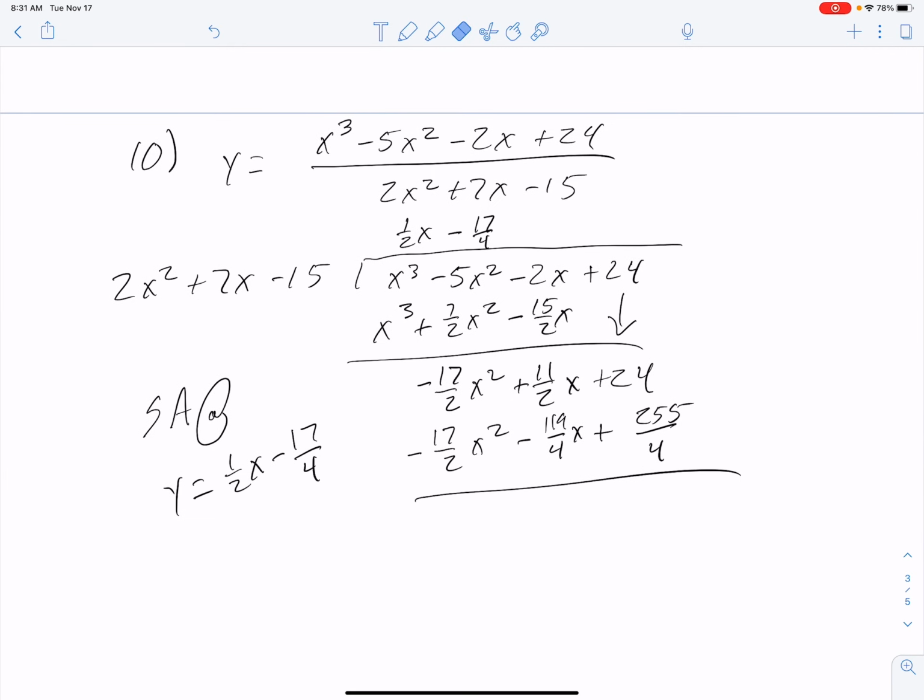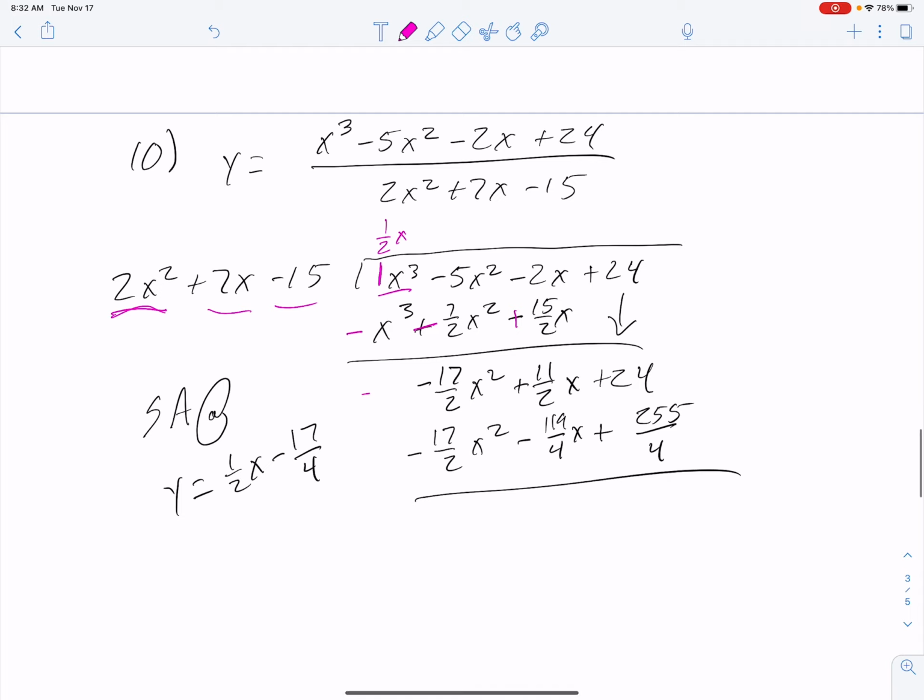Number 10, a little bit more complicated, but the same setup. So I asked myself, what times 2x squared would get me x cubed? Well, since I need that coefficient of 1, I want 2 to get multiplied by something to make it 1, so 2 times 1/2 would get me 1. X times x squared would get me x cubed. And so I distribute the 1/2 x to my 2x squared, 7x minus 15. And then I change all my signs.